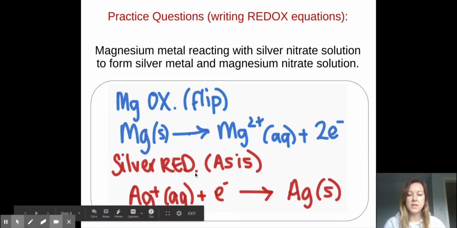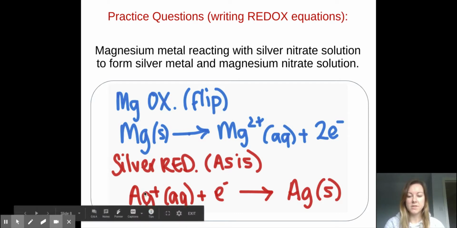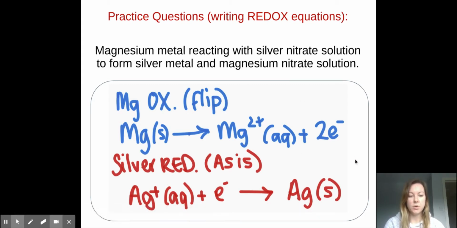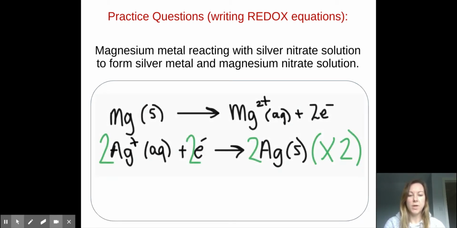The silver is below magnesium in the electrochemical series, so that means it's going to be reduced, so we write it as it is. That gives us Ag plus an electron gives Ag solid. So that's the first step, to establish what has been oxidised, what's been reduced, and write the equations. The second step is then to write out your equations and check your electrons.